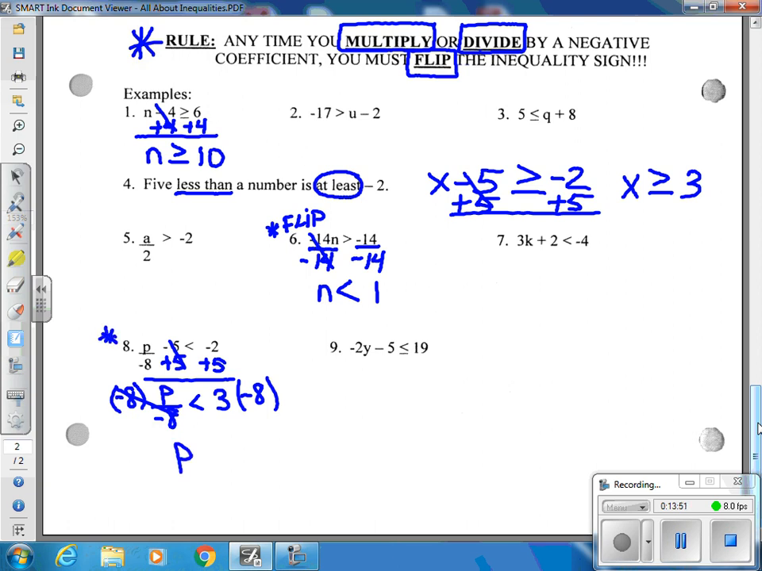So this is another one that you flip. You don't always flip them, but I'm showing you the flipping ones because those are the ones you tend to mess up on. 3 times negative 8 is going to be negative 24, and because we need to flip the sign, it is not less than, it is greater than negative 24.